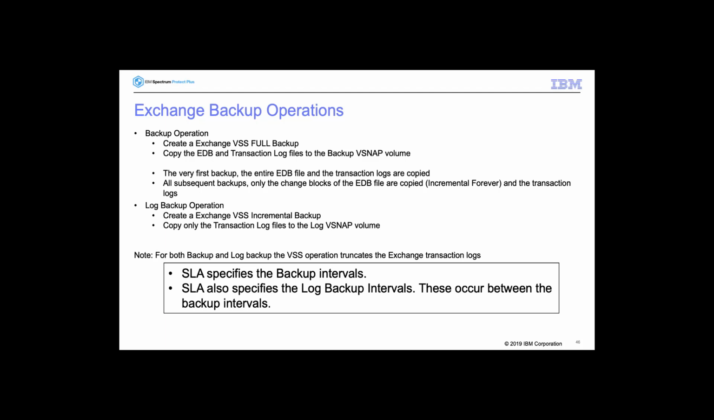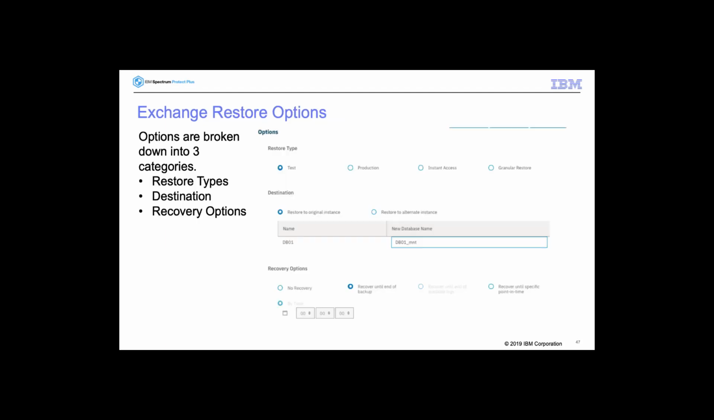You can optionally do log backups for Exchange, and that will allow you to do point-in-time restores for the Exchange server databases, and will only copy the transaction logs to the vSnap servers. Just like everything else, this is all specified in the SLAs. When you set up the SLAs, you'll set up a schedule for doing the backups, or you can run them on demand.